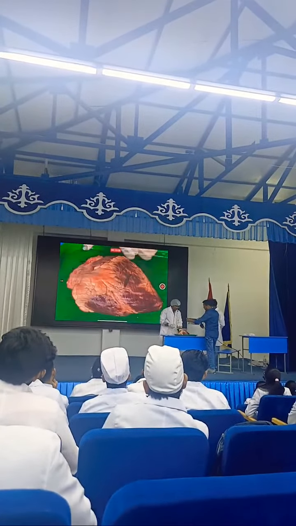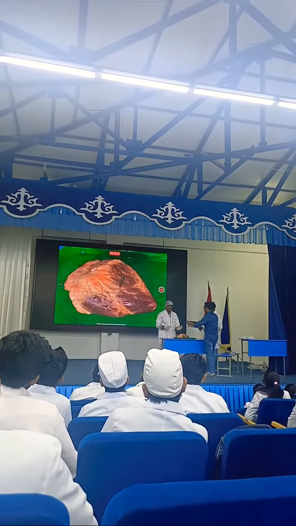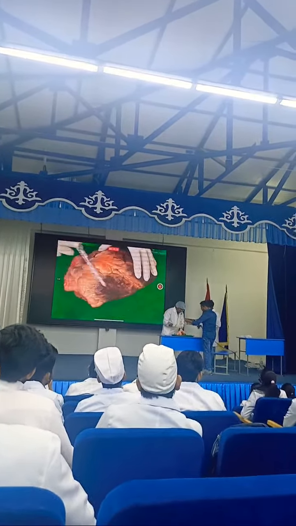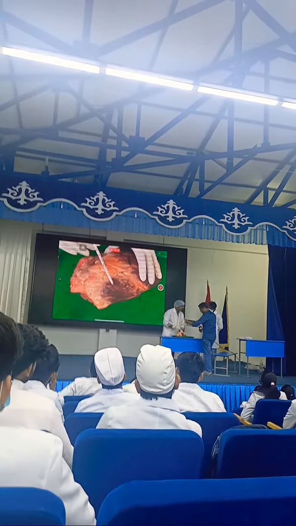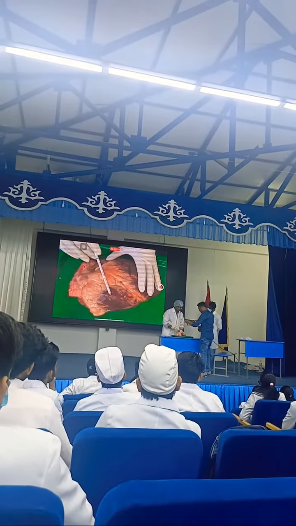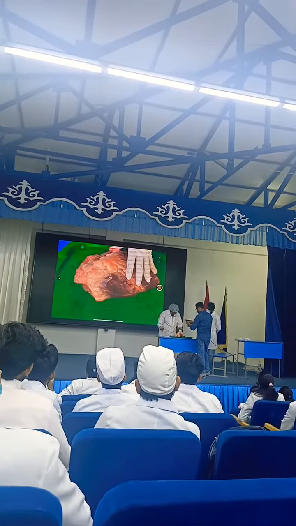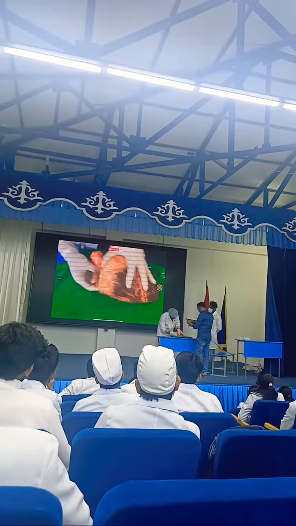Okay? Right. So I have shown you the two chambers. Are you happy with these two chambers? No problem? Right. Now, this is your right ventricle. Now, do you want to see the right atrium as well? Yes? Okay. Now, you see this.